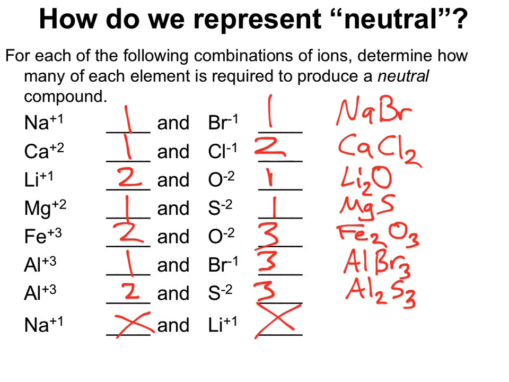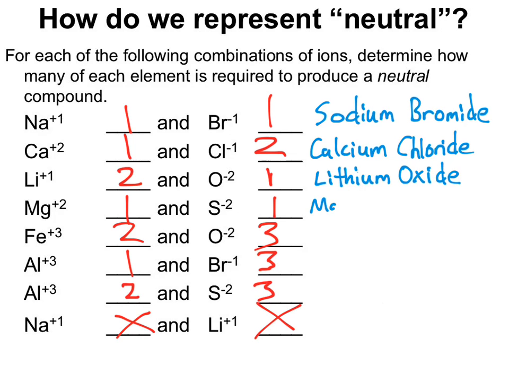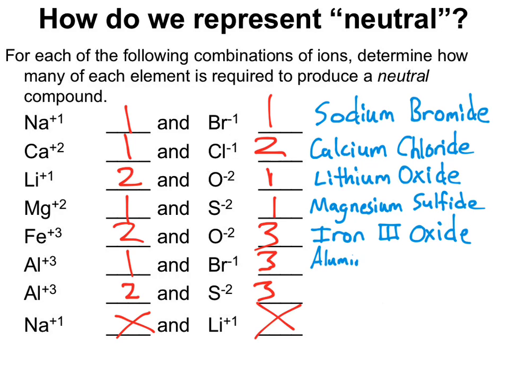Okay. So let's go back to that page, please. And I'd like you guys to now try and name all of them. Okay, I'll do the first one for you. That one's called sodium bromide. Okay, bromide. See if you can name all of them. That one's called calcium chloride. Lithium oxide. Magnesium sulfide. Iron 3 oxide. Hold on for that one. Aluminum bromide. And then aluminum sulfide. How'd you guys do? Great.